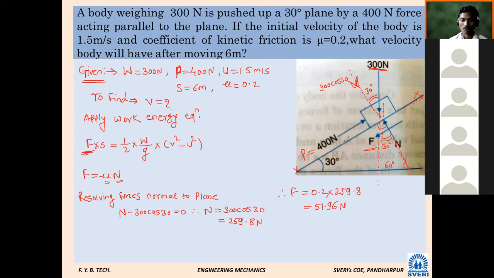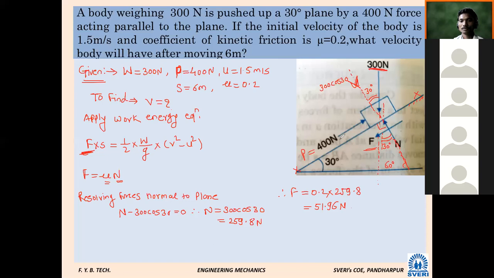So, resolving the forces along this inclined plane. Which forces will come along this inclined plane? The 400 Newton, whether it will come along this. We are going to consider in the work energy equation the summation of all forces. So which are the forces? 400 Newton and F.